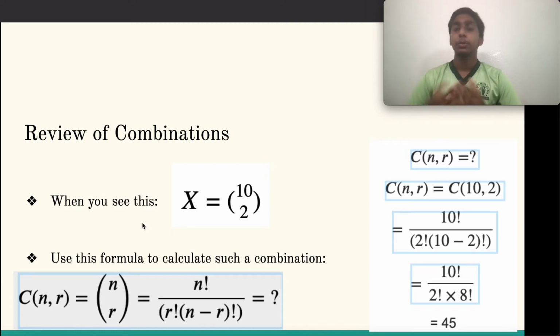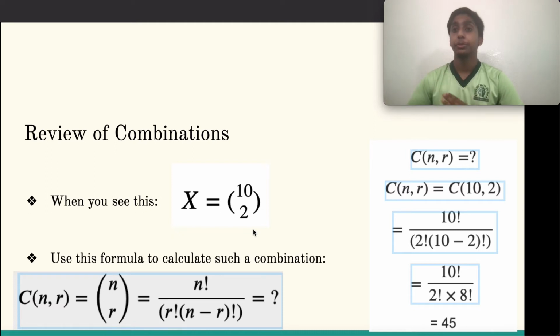So now let's just go over what exactly combinations are. I went over this in the previous video, but I'm just going to review it real quick here because we're going to be using combinations a lot in today's video, and you want to know how to use the formula. So when you see something like x equals 10 over 2 in a fraction form with parentheses, this means 10 choose 2. You're doing a combination. Out of these 10 objects you have, you're thinking of the number of ways it's possible to get 2 objects out of these 10.